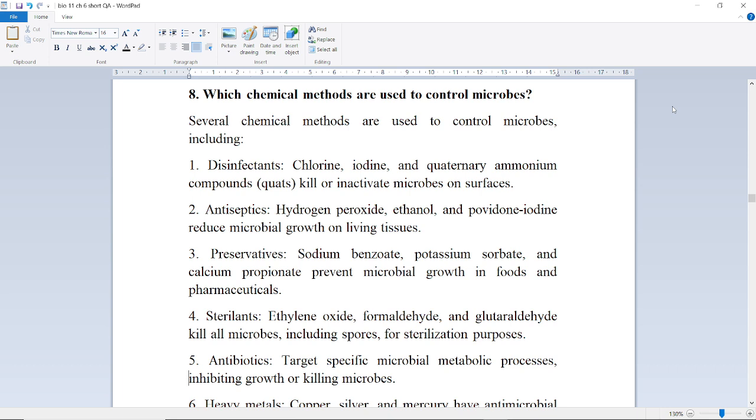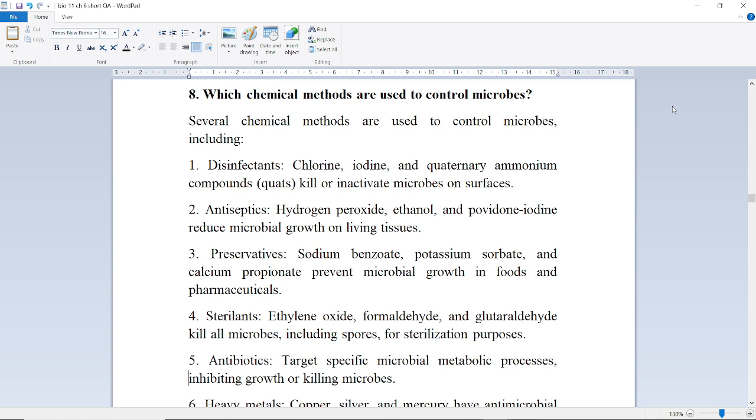Several chemical methods are used to control microbes, including disinfectants: chlorine, iodine, and quaternary ammonium compounds, quats, which kill or inactivate microbes on surfaces. Next is antiseptics: hydrogen peroxide, ethanol, and povidone reduce microbial growth on living tissues. Preservatives, say sodium benzoate, potassium sorbate, and calcium propionate, prevent microbial growth in foods and pharmaceuticals.